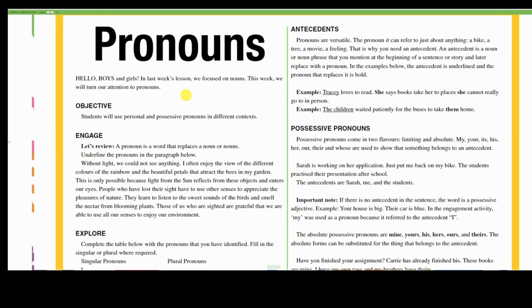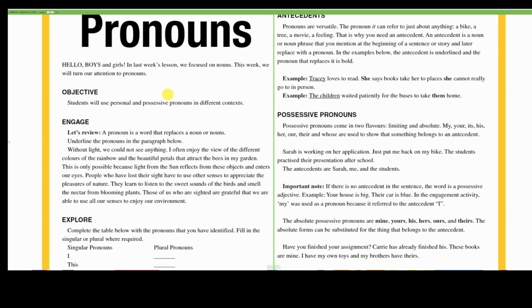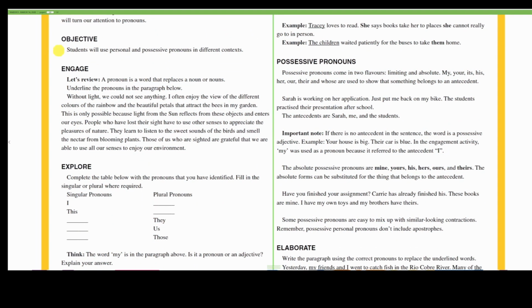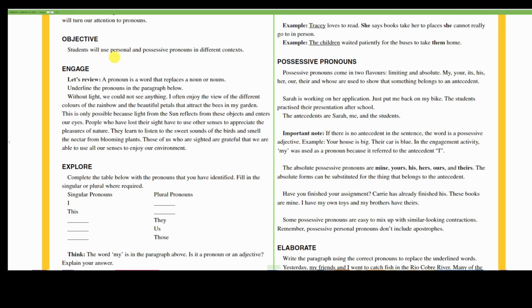Hi boys and girls. In the last lesson, we focused on nouns, and this week we're going to turn our attention to pronouns. Objective: students will use personal and possessive pronouns in different contexts. Engage. Let's review. A pronoun is a word that replaces a noun or nouns. Now underline the pronouns in the paragraph below.